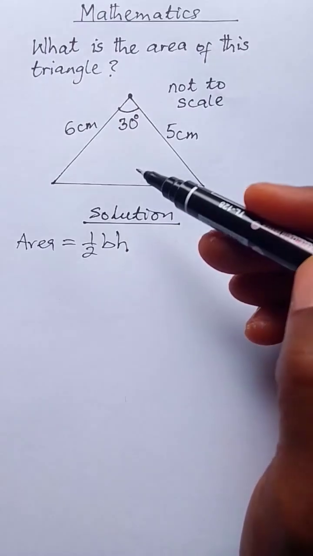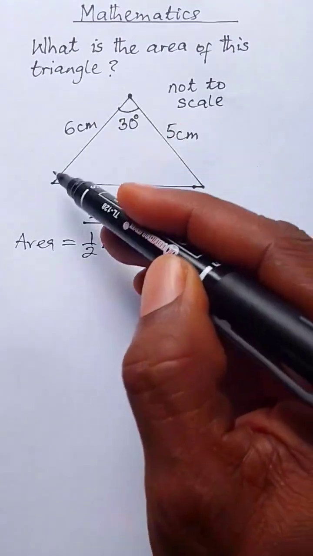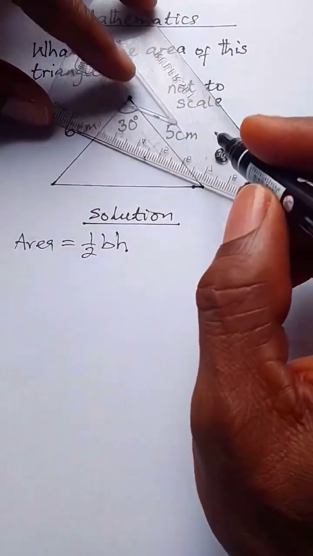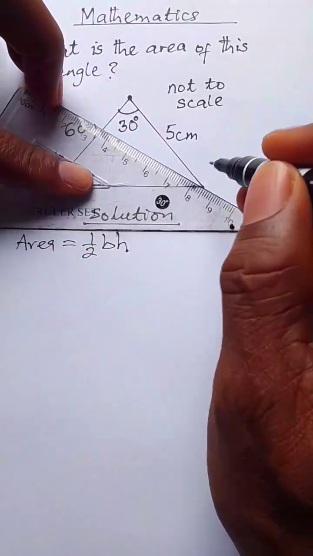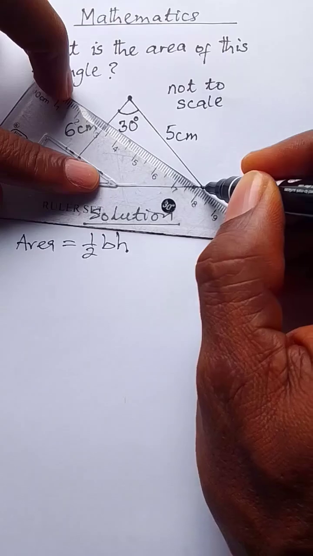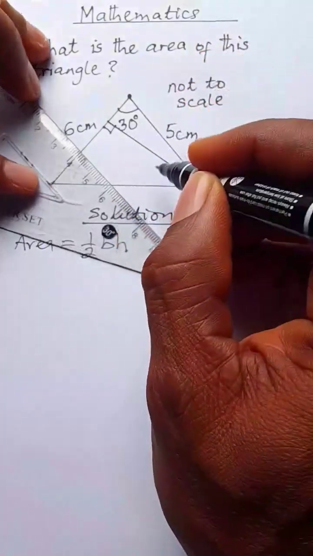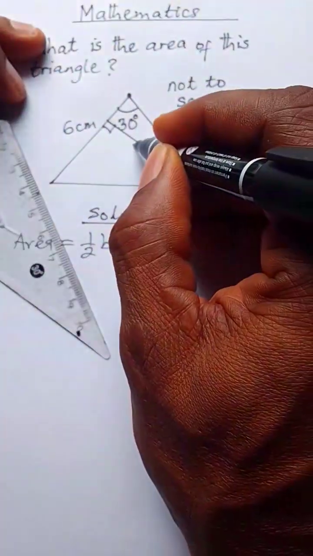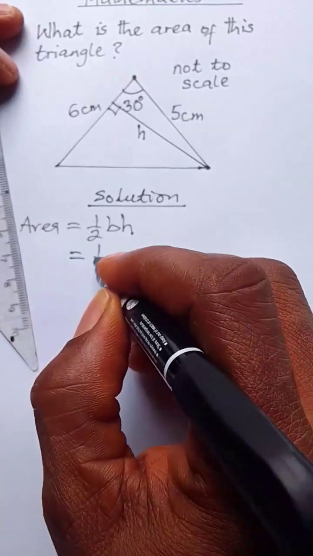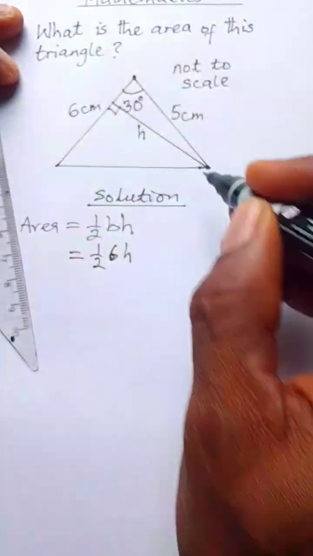So what I will do instead is to draw a perpendicular line to cut across any of these known sides. So I may prefer to take this. So let me draw my perpendicular line. Good. So this defines the base and this is my height. So I can say that the area is going to be half my base, which is 6, times the height. I still don't know the height.